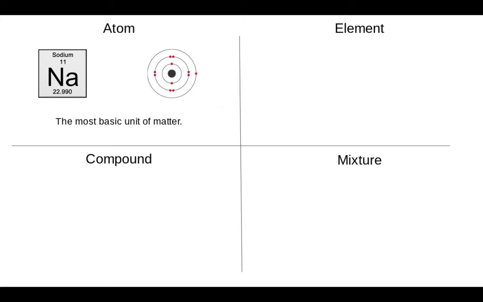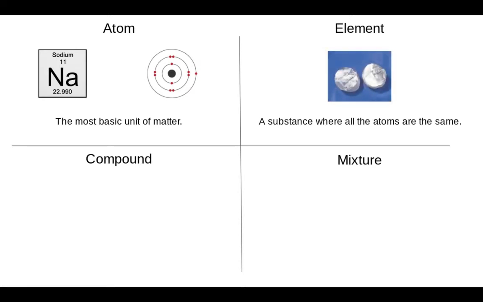So how is that different to element? Well, they are similar, a little bit different. An element is a substance where all the atoms are the same. So this is sodium metal, okay? This piece of metal is actually made of billions and trillions of atoms. So there are billions and trillions of these atoms inside this sodium metal. So the atom is the most basic unit, and an element is a substance where all the atoms are the same, okay?